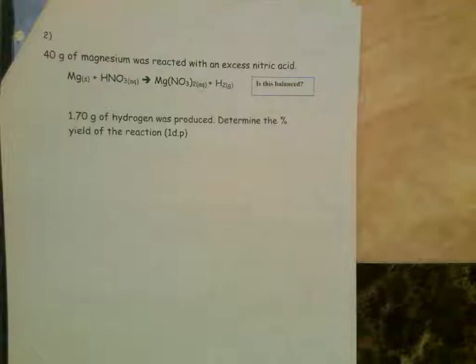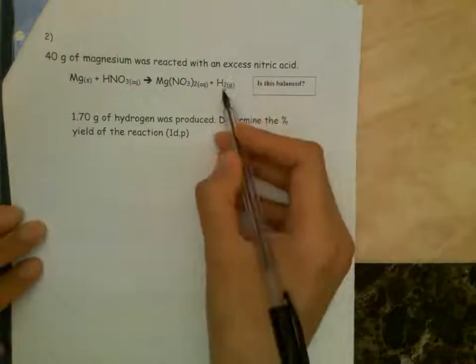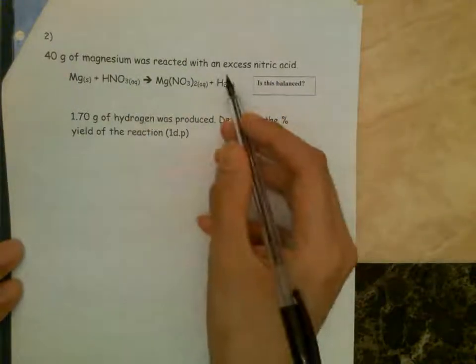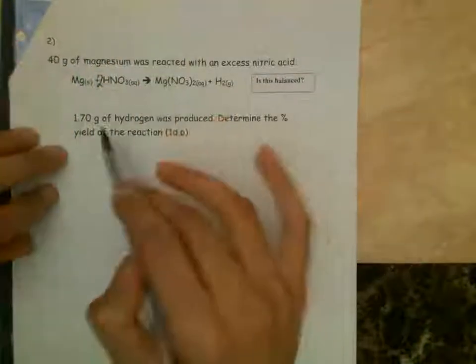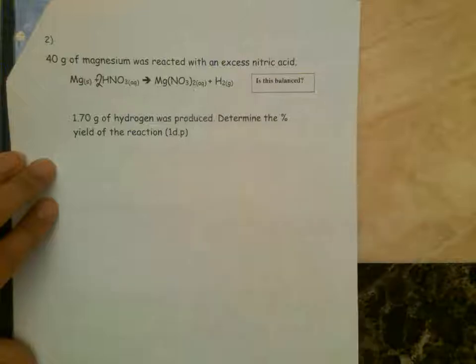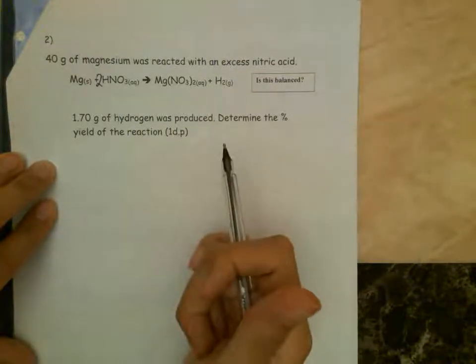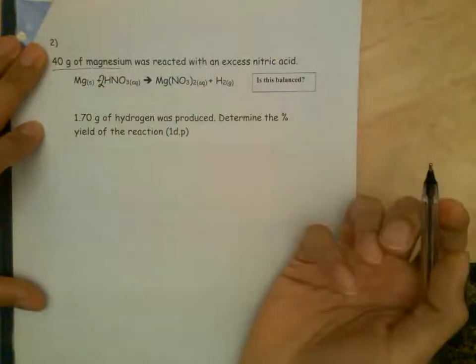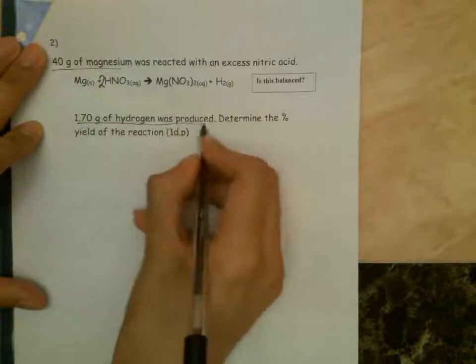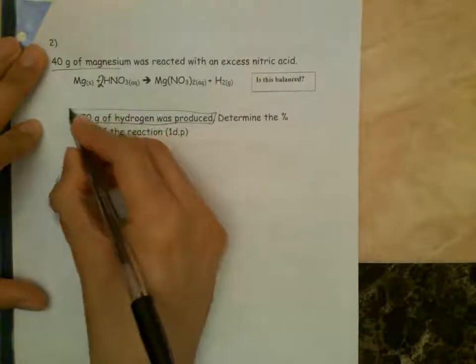For this one, it's again very similar. Mg plus HNO3 gives magnesium nitrate plus hydrogen. Now, this equation isn't balanced. How are we going to balance it? We're going to put a 2 here, and if you want to pause the video and check, that is balanced. 40 grams of magnesium was reacted, but only 1.7 grams of hydrogen was produced. So we're going to do this percentage yield in terms of hydrogen.